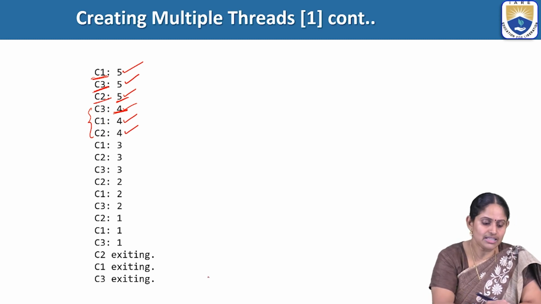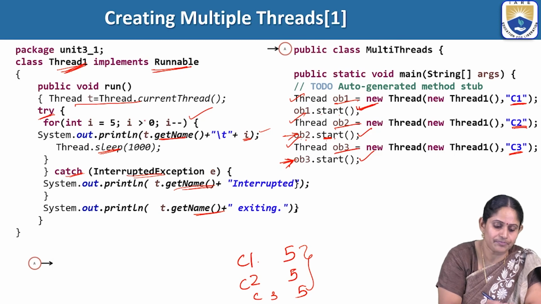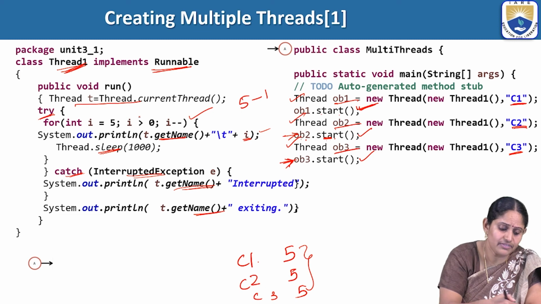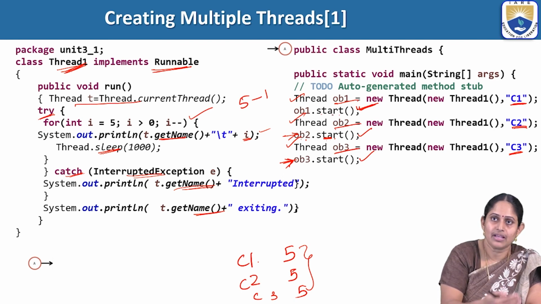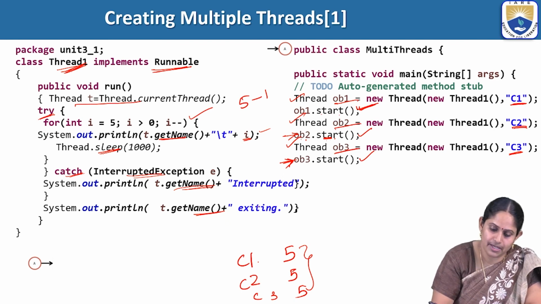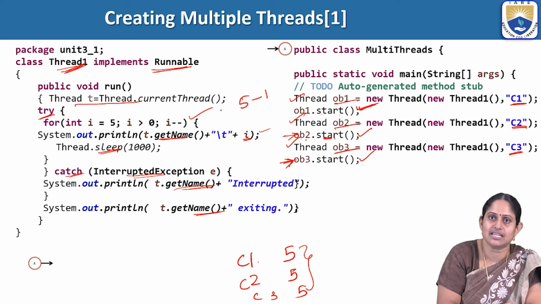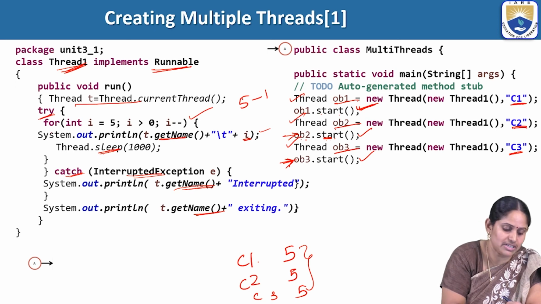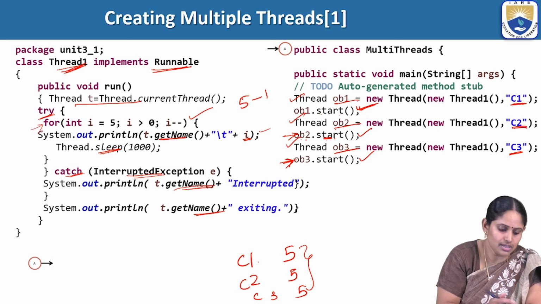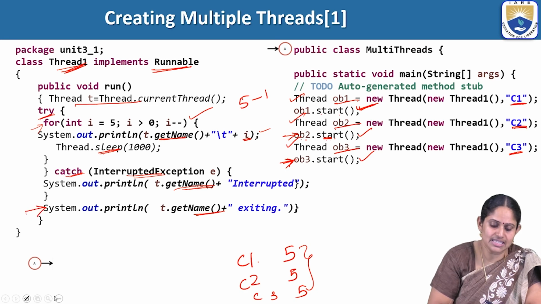The value goes from 5 to 1, this for loop will be executed, and each thread will keep on executing until it executes this for loop 5 times, and then it will be completed. Finally, once all these threads have completed their execution, once this for loop has completed the work, we get this statement in the output.